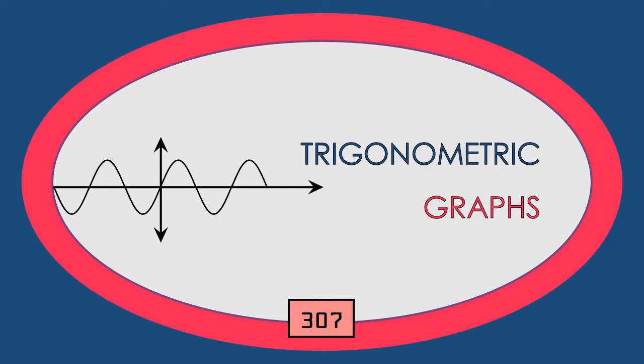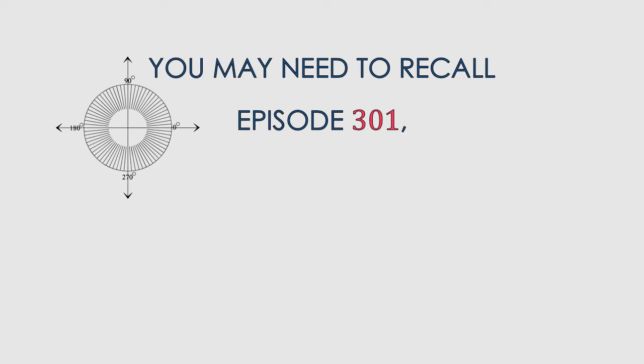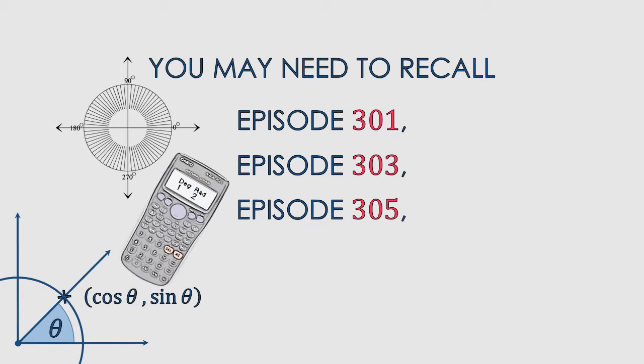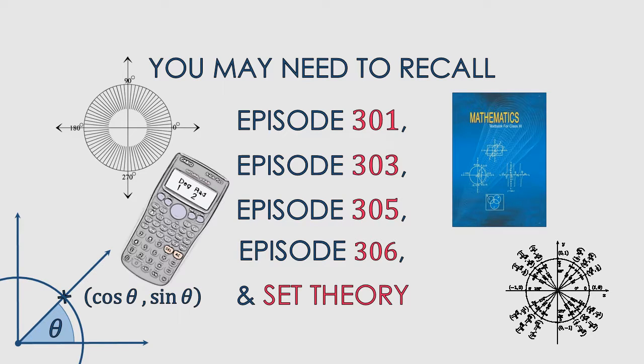Trigonometric graphs. You may need to recall episode 301, standard position; episode 303, radian as measure for size of angle; radian versus degree; episode 305, redefining trigonometry; episode 306, trigonometry extended to any angles; and set theory, unit 1 of the class 11th text.